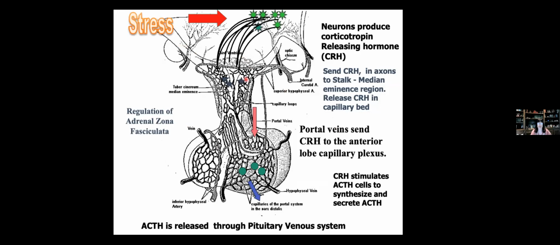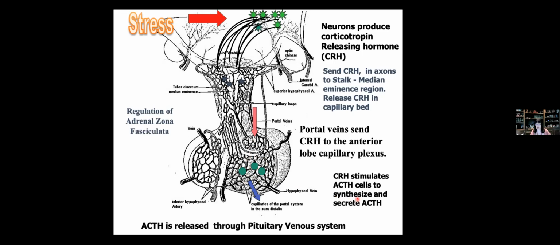So here you see an actual cartoon of the blood supply. And I hope I'm showing this because I think it'll help you understand it. So here's stress. Here are some CRH neurons sending their axons down. There's the median eminence stalk region, secreting CRH into these capillaries. And then these are the portal vessels that are actually sending the CRH down to the anterior pituitary. And they're stimulating the release of ACTH.